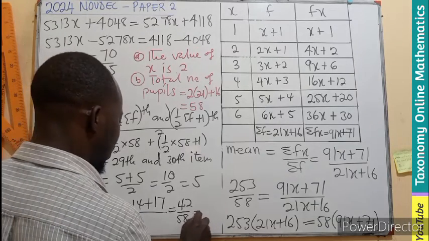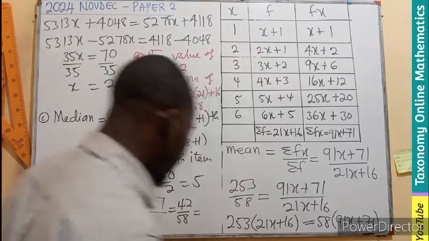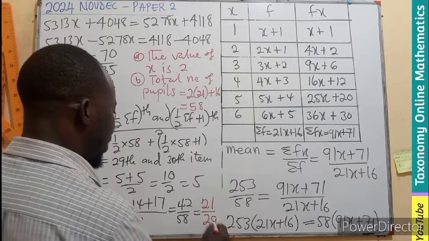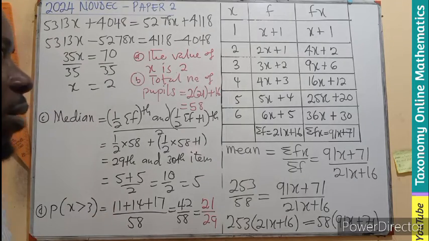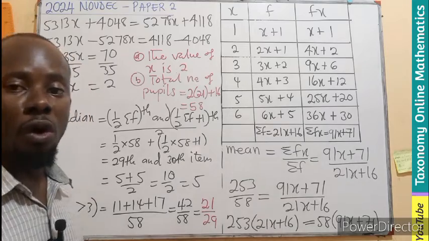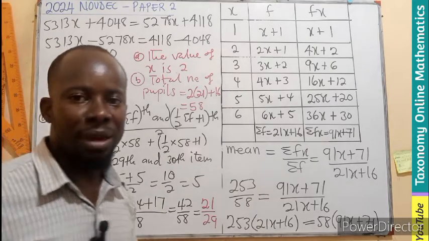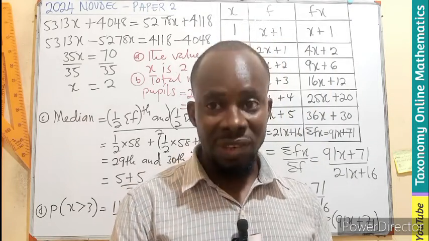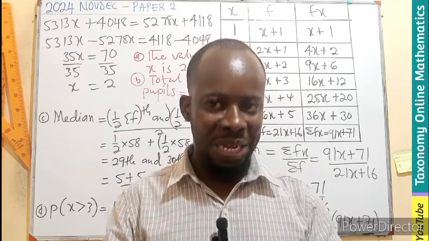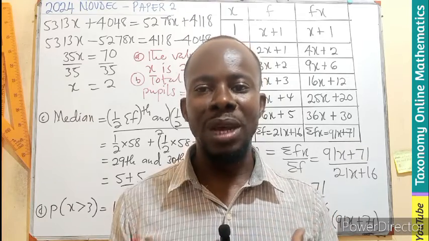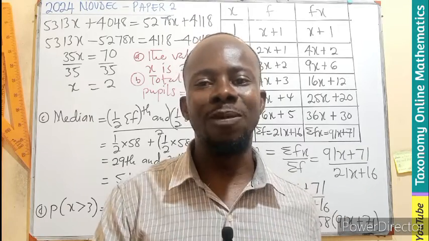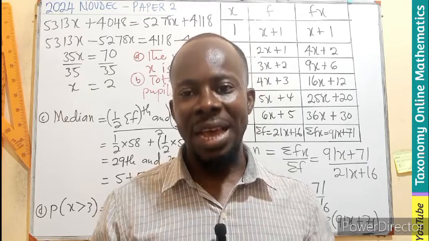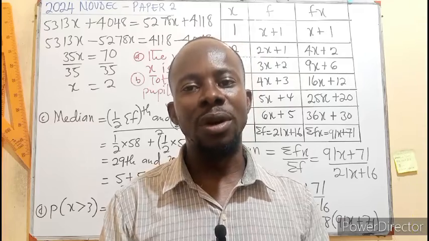By a fraction, we should be able to have 21 divided by what? 29. And that is the probability of students who score more than what? 3 marks in the test. I believe you follow the concept. This is the concept that is important, not the question per se, but the concept developed in the question is what we need to understand, which is what? The mean. How to find the mean, the median, and the application of probability.